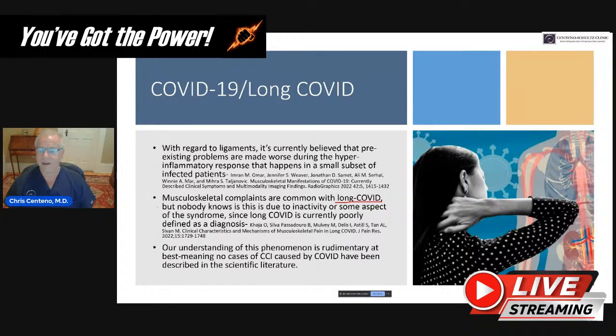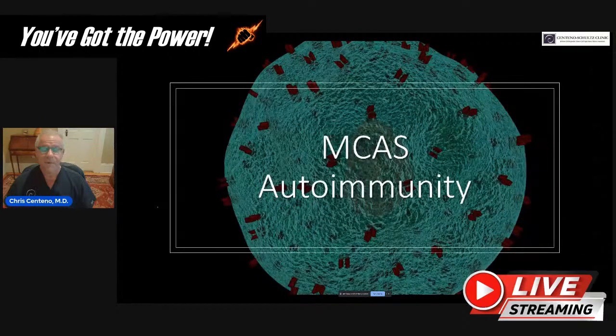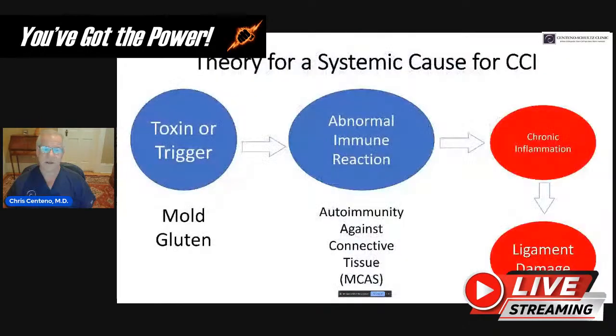And I couldn't find any connection in the literature between ligament damage and long COVID or COVID-19 exposure, and certainly nothing with regard to CCI. Then we've got MCAS and or types of autoimmunity. So again, let's go back to that same thing we talked about. Normally here, there's some toxin or trigger, and then we get an abnormal immune response that most people don't have. That causes chronic inflammation, and that causes ligament damage.